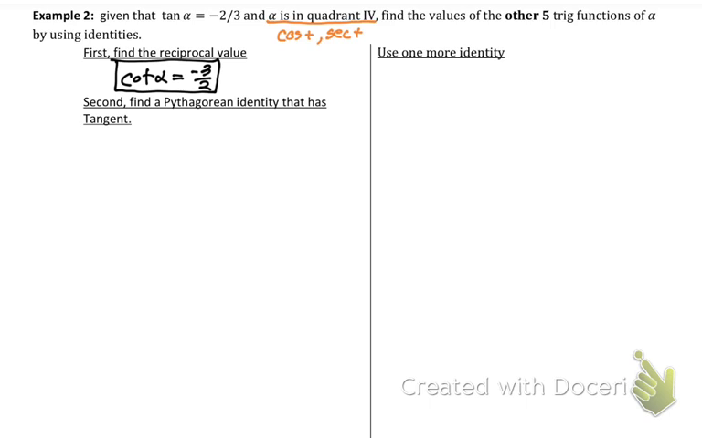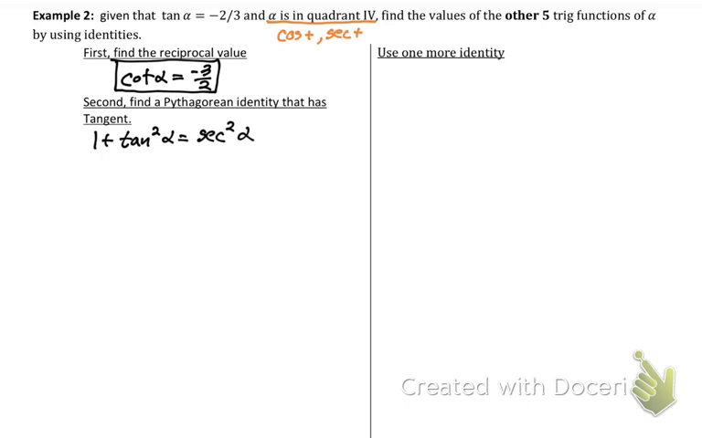Yep. Which one says tangent in it? 1 plus tangent squared equals secant squared x. I'm just replacing it with alphas. You can replace it with x's if you want to, but I'm just going to leave it with the alphas that they gave me. This will get me, if I know tangent, secant. If I know secant, it'll get me tangent. So whatever one you know, it will get you the other one.